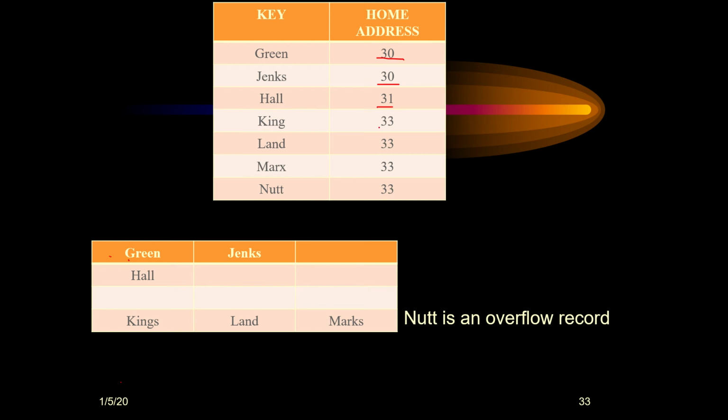Now for king it is 33, land it is 33, mark it is 33, and nuts it is 33. So this is 32 and this is 33. In 33 you can see that we have king, land, and mark. In addition to that we have nuts. Now nuts does not have a space to be saved. Okay, so nuts is an overflow record, or a cluster record, which cannot be held by the bucket.